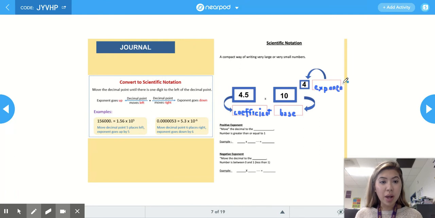And then in terms of positive exponents, when we have a positive exponent, we're moving the decimal point to the right, and our number in standard decimal notation is going to be greater than or equal to 1. An example of that is the example that we were just given, so we'll rewrite that: 4.5 times 10 to the power of 4. And if we were to actually move the decimal point 4 places to the right, we'd get 45,000.